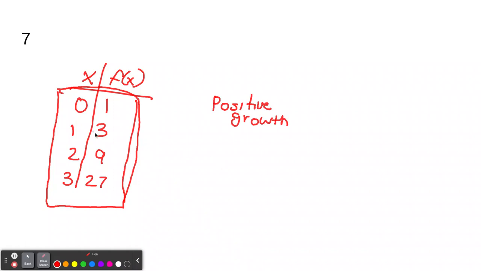So look at the x. Do you see a pattern here? So we have 3. 3 cubed is 9. And we know 9 cubed is 27. So you're seeing those exponents right there. So this will be an exponential growth. It's growing. It's an exponential growth. So this will be an exponential function.